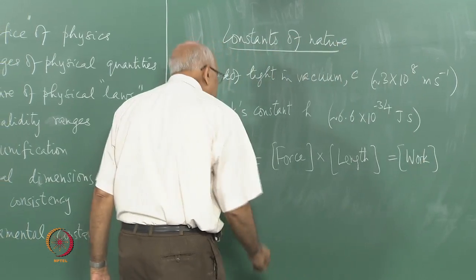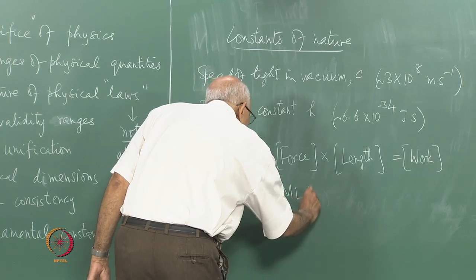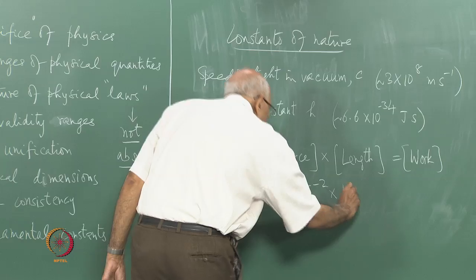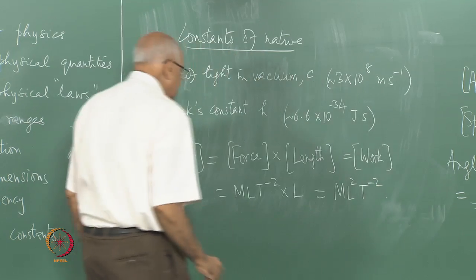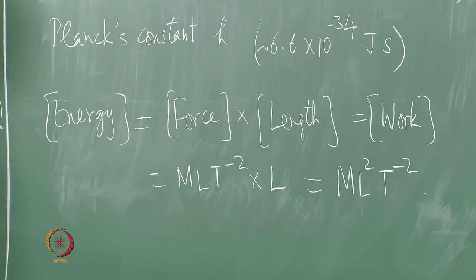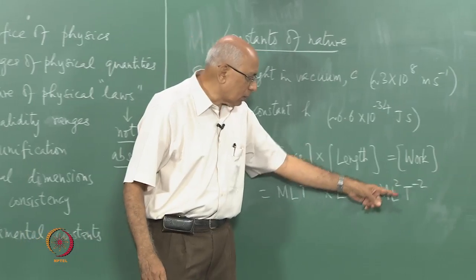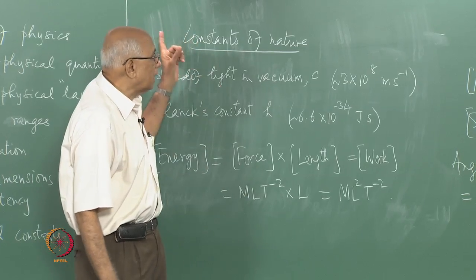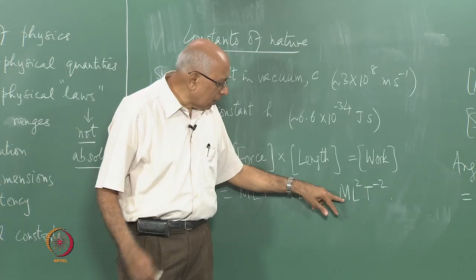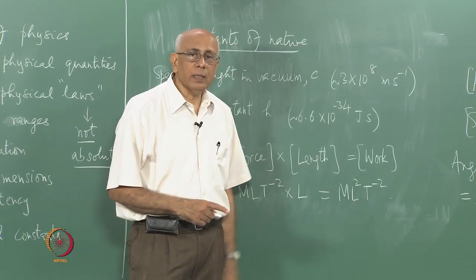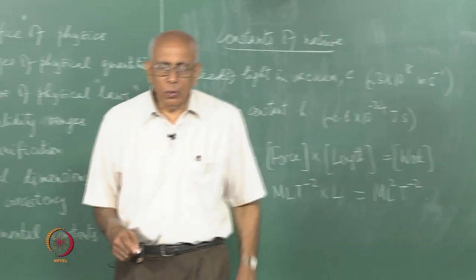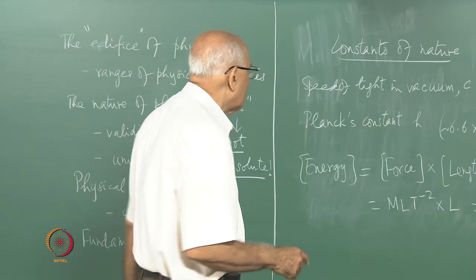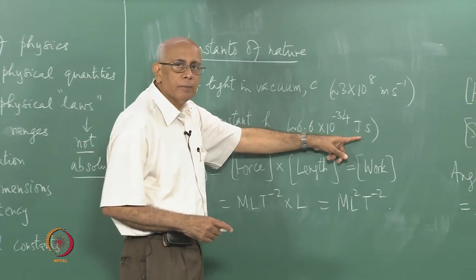Work is a form of energy, and this is equal to m L t to the minus 2 times L, which is m L squared t to the minus 2. Again I emphasize, all possible energy has the physical dimensions of m L squared t to the minus 2. And in standard international units, when I measure mass in kilograms, L in meters and t in seconds, the unit of m L squared t to the minus 2 is the joule. It is called the joule and denoted by the symbol J, and that is what has appeared here.